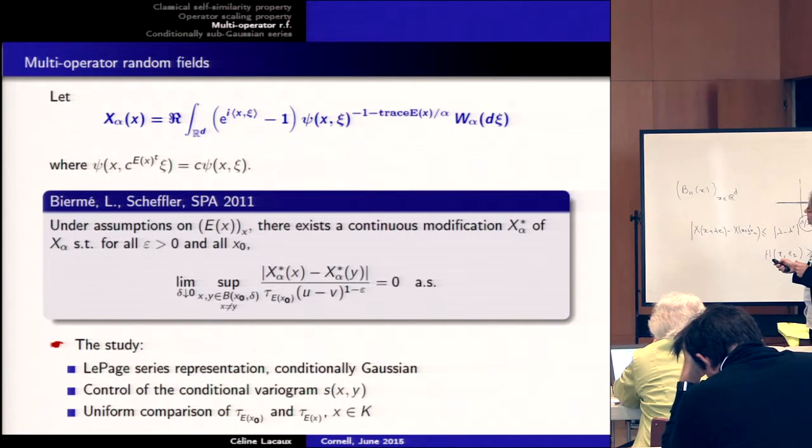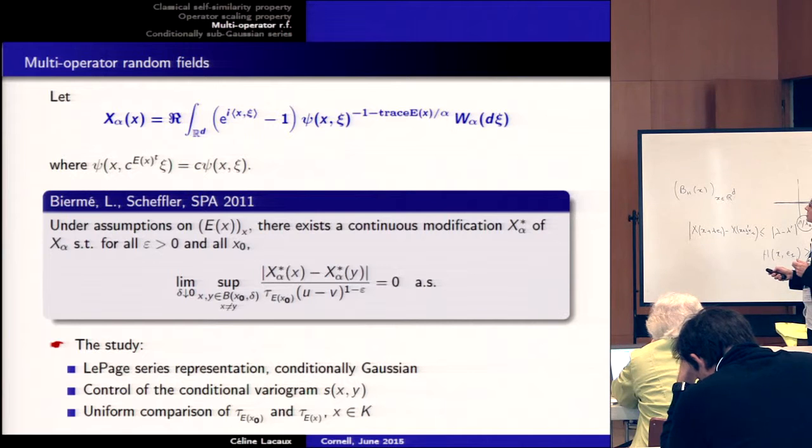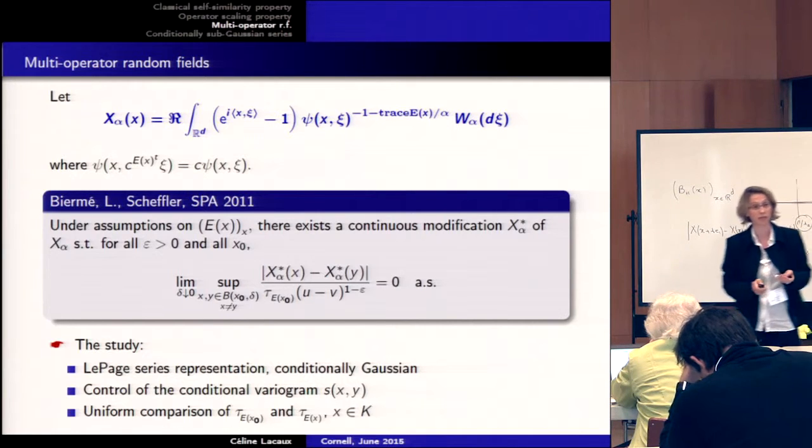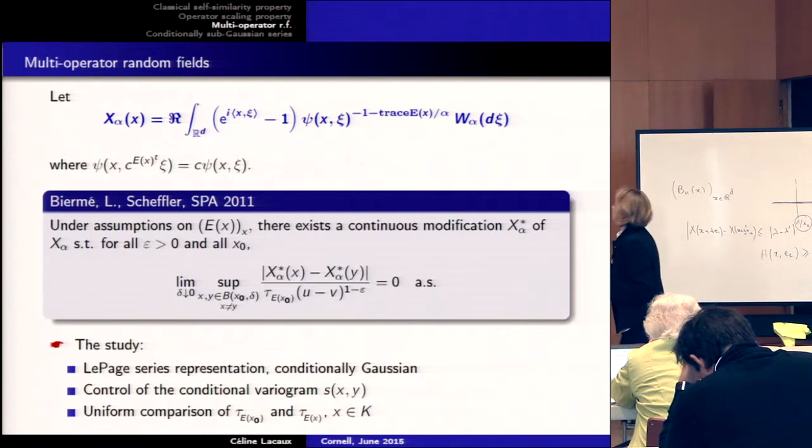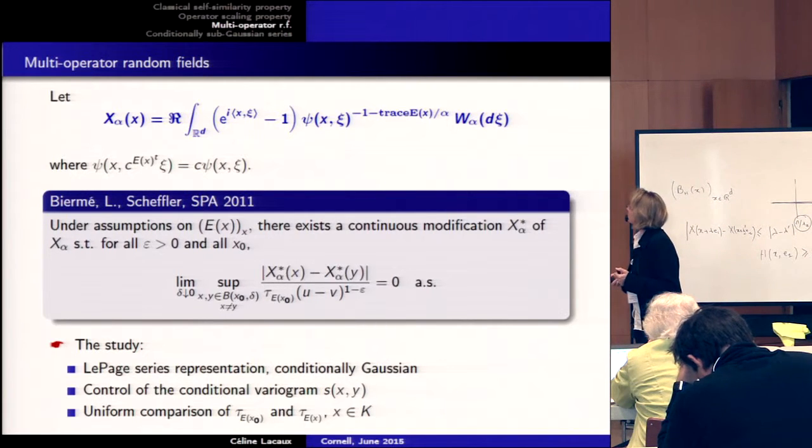The matrix E will depend on x now. And so C will satisfy an operator scaling property for E of x. That means that C also depends on x. If you work on this process, you can also obtain a modulus of continuity.